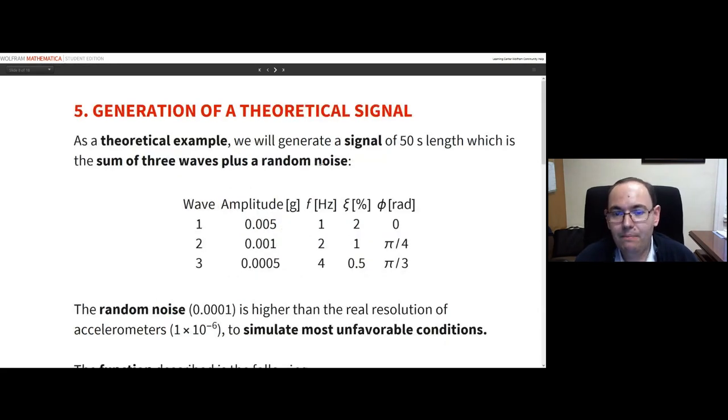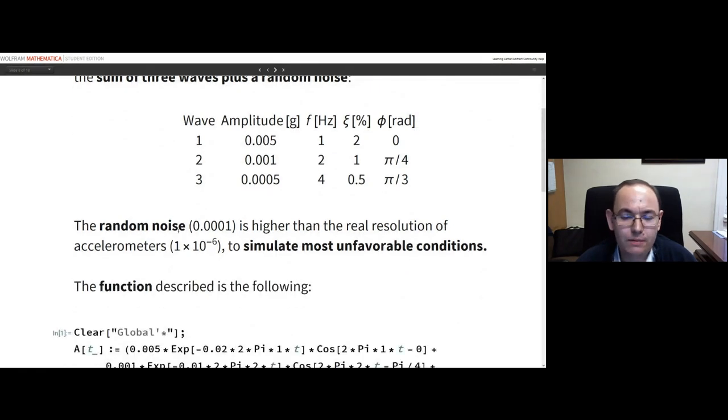As an example, I will show you what happens with a theoretical signal. We will generate here a signal of 15 seconds length, which is the sum of three waves plus a random noise. We have waves number one, two, and three with these amplitudes, these frequencies, these modal damping ratios, and this phase difference. And we will add a random noise slightly higher than the real resolution of accelerometers, in order to simulate the most unfavorable conditions to solve this problem.